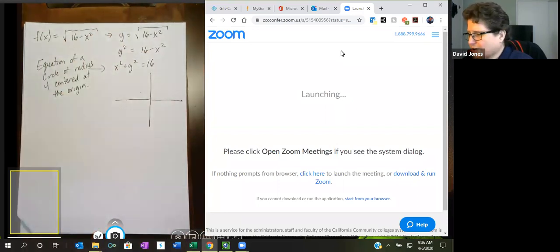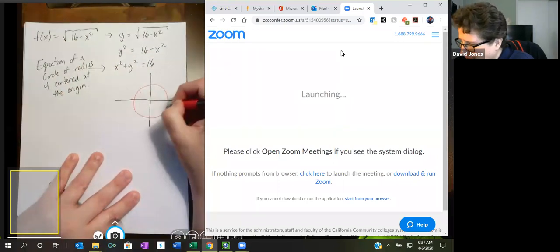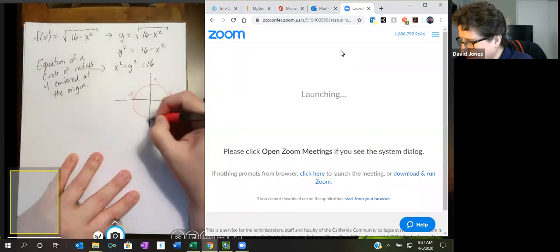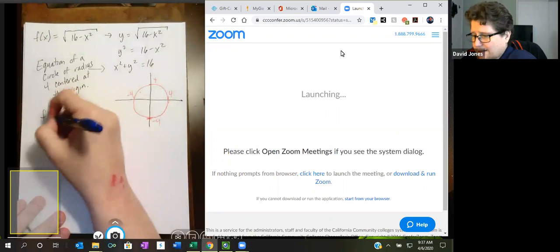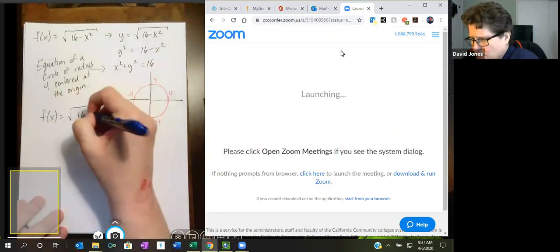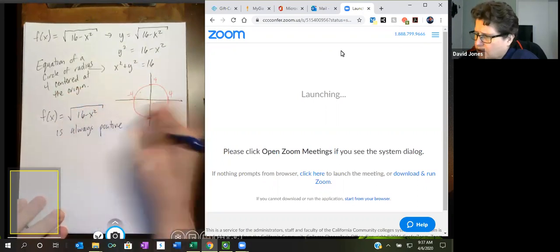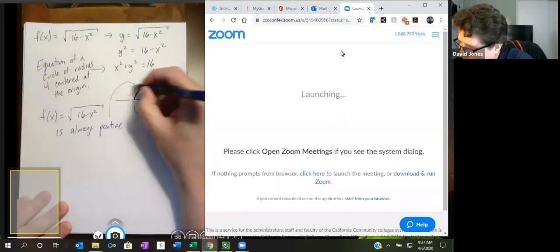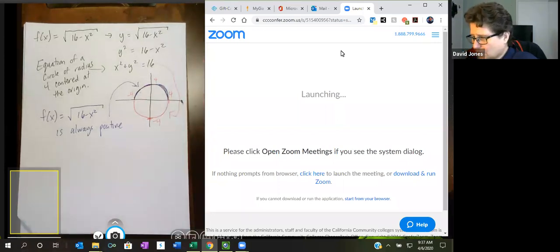That would be this function, right? Not this function. Circles are not functions. That would be something like this, where that's 4, that's 4, that's negative 4, that's negative 4. However, f of x equals the square root of 16 minus x squared is always positive. So we're really only looking at the top half. It can't be negative. The circle is the whole thing. f of x is only the top half.